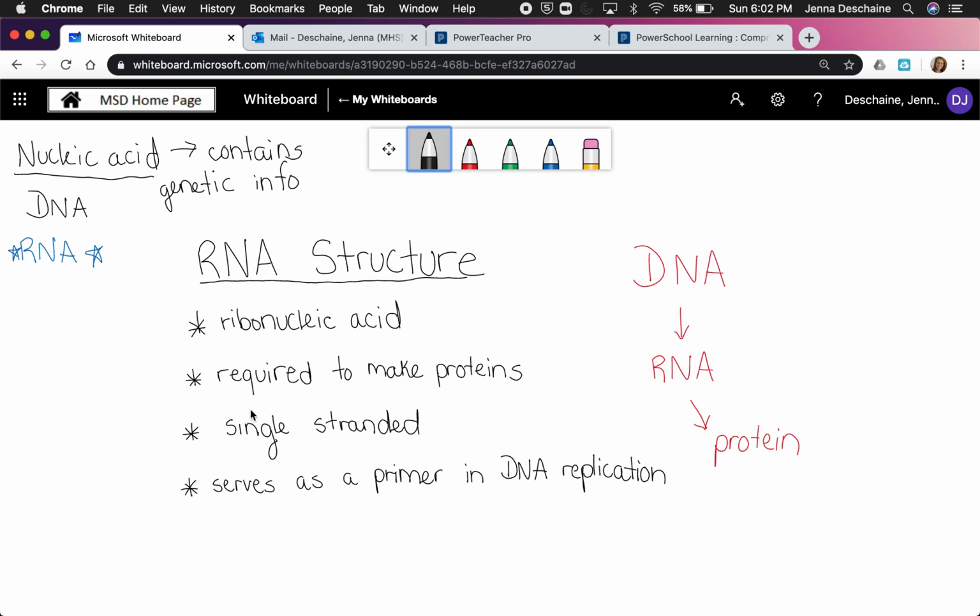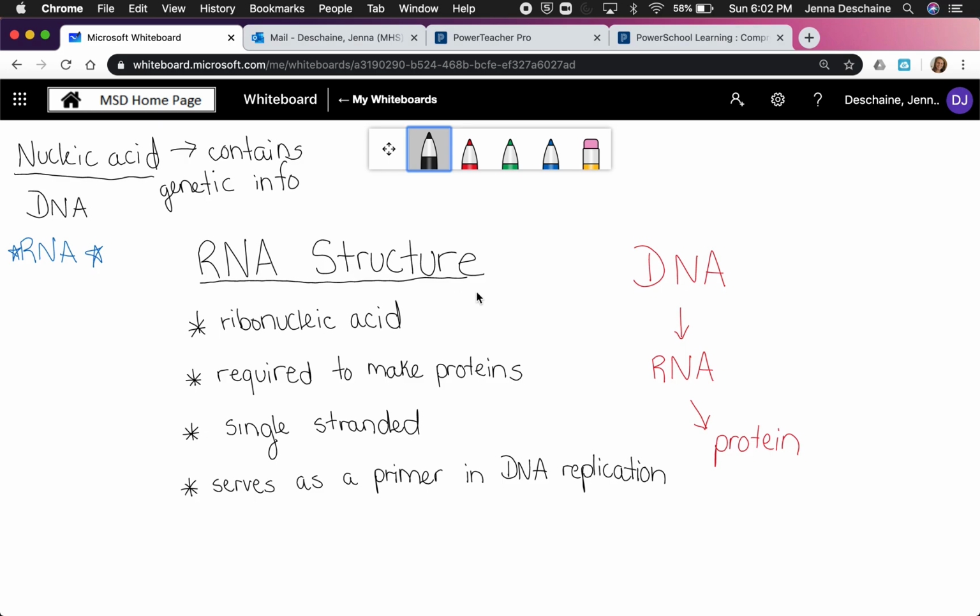RNA is a molecule that is required to make proteins. So all of the enzymes that we've talked about before, including the enzymes needed to make DNA replication happen, all need RNA in some way. I'll get to that in just a second. RNA is a single-stranded structure. It is not double-stranded like DNA is. It doesn't function in that twisted ladder. There's only one strand. And lastly, RNA serves as a primer in DNA replication, and I will get to that in just a second.